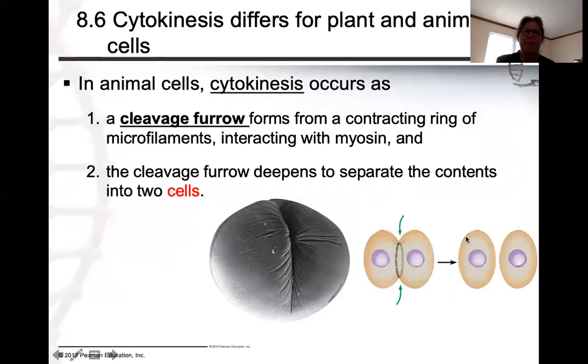Now, like I said, in animal cells, this is easy to do. We have what's called a cleavage furrow. We have this contractile ring, and basically it pulls closed and then divides those two cells. But it's not so easy to do this with plant cells, and that is because of the cell wall.